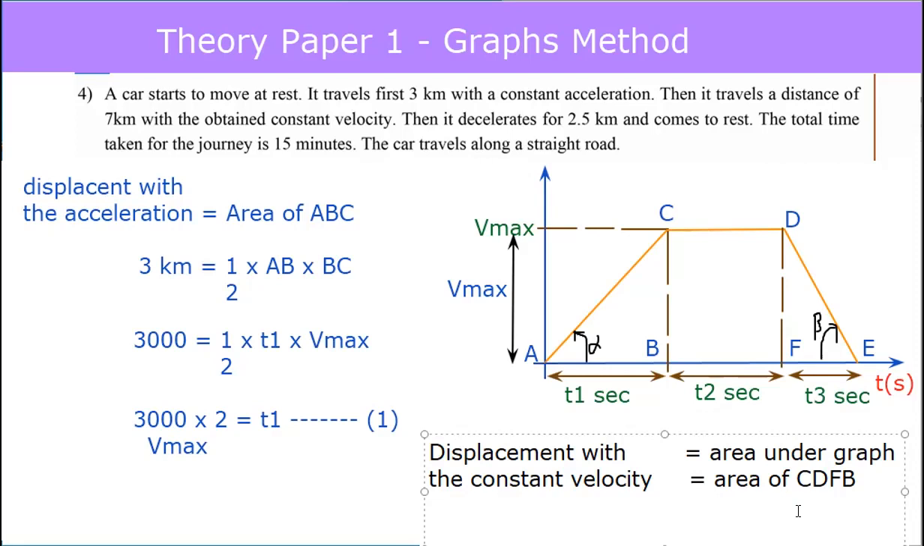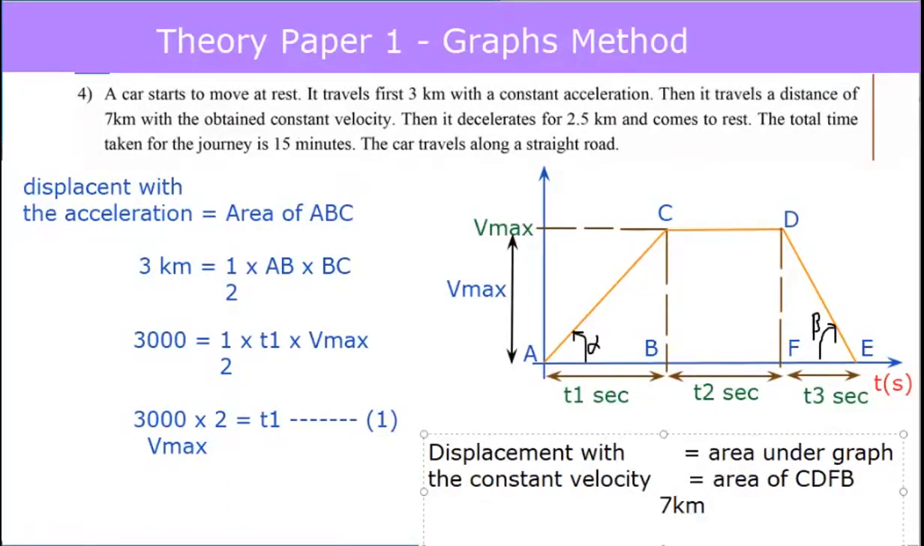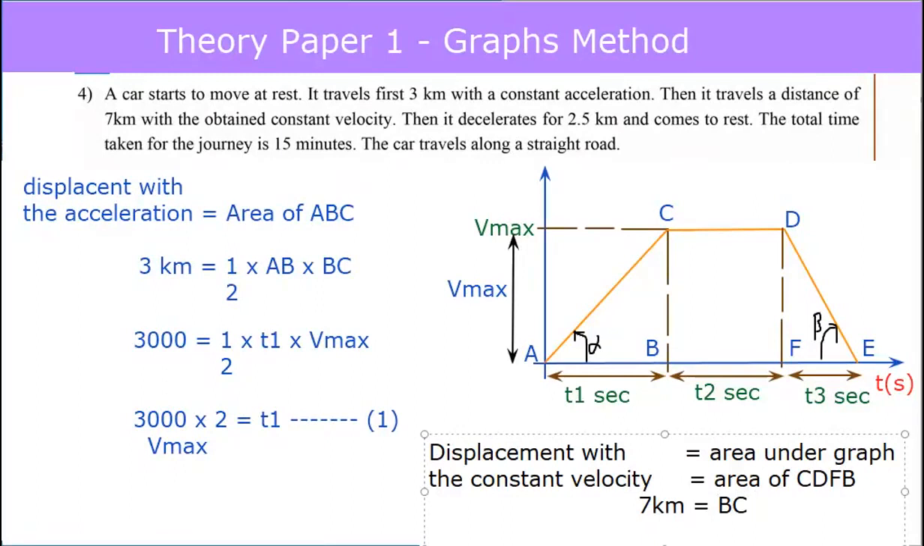So what is the expression that you have obtained here? Displacement with the constant velocity, they have given us as 7 kilometer. But you must convert this into meter, right? 7 kilometer means 7,000 meter. We will convert it later. So it's a rectangle. CDFB is a rectangle. Therefore, the equation is BC, length, into width. That is BF. BC into BF.